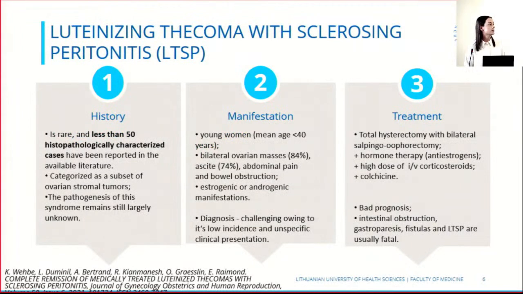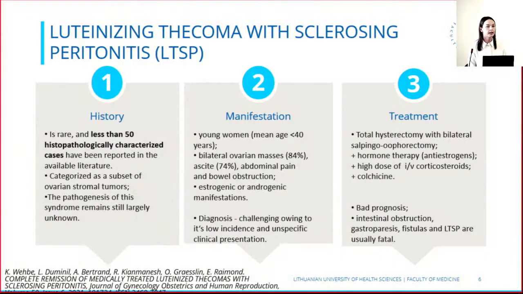So shortly about this disease, luteinized tecoma with sclerosing peritonitis is a really rare disease. Fewer than 50 histopathologically characterized cases have been reported in the literature to date. And as I said, this is an ovarian stromal benign tumor, but the pathogenesis of this syndrome remains largely unknown. In most cases, this LTCP occurs in young women with manifestation of bilateral ovarian masses, ascites, and abdominal pain that most of the time is caused by bowel obstruction. Also, this disease can occur with estrogenic or androgenic manifestation.